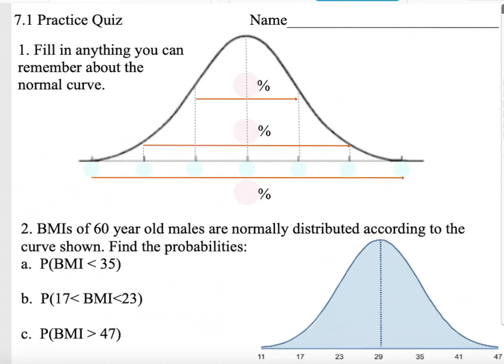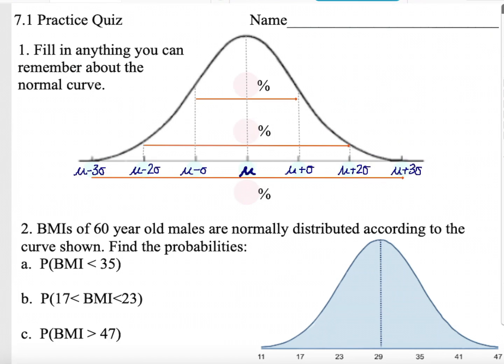Let's do a quick review of what we know about the normal curve. We know that it is centered around mu, and that each of these little tick marks is going to be one standard deviation away from the last. The ones that are below are going to be down by sigma, down by 2 standard deviations, and then 3.